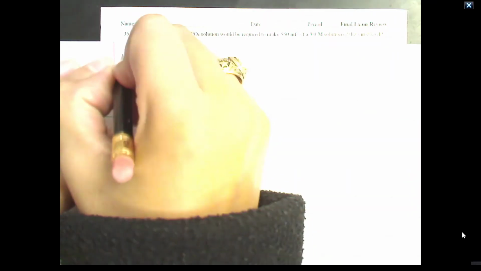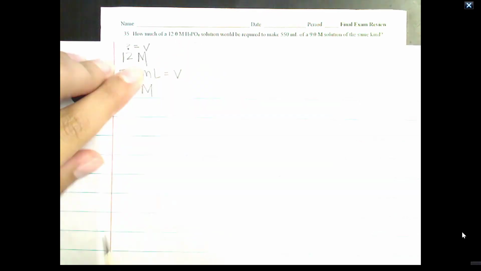How much of a 12 molar H3PO4 solution would be required to make 550 milliliters of a 9 molar solution of the same kind? If we read carefully, it says how much of this solution. So we're actually looking for the volume that goes with the first molarity that we're given. So we're looking for V1, we're given M1, and we're also given V2 and M2.